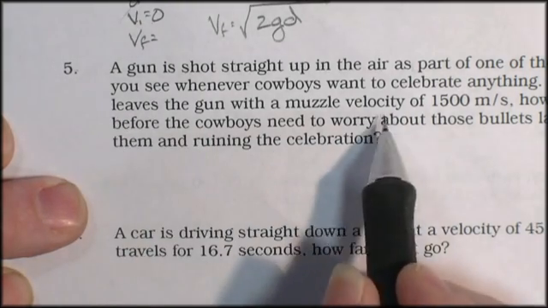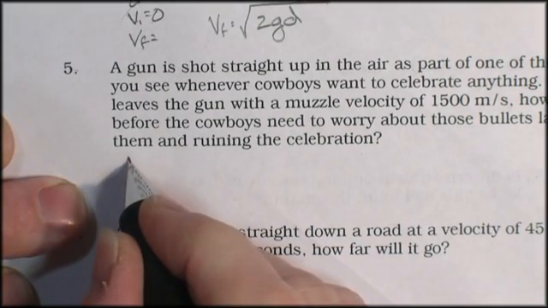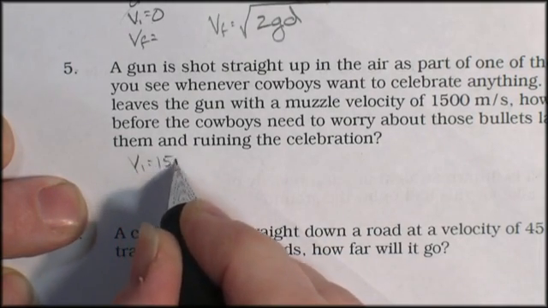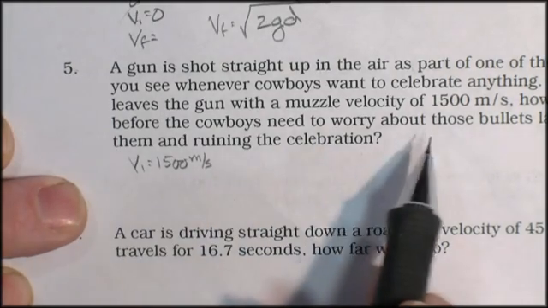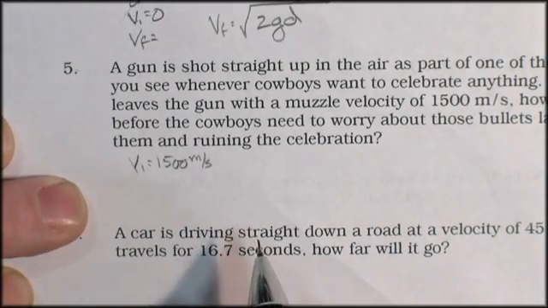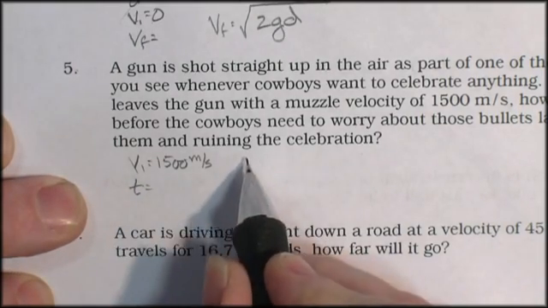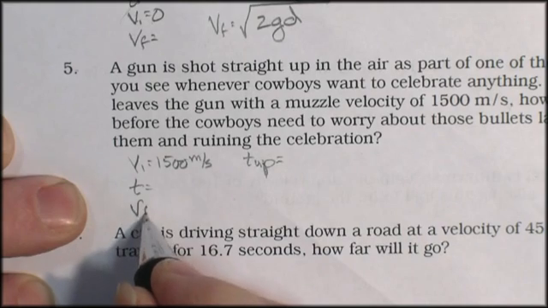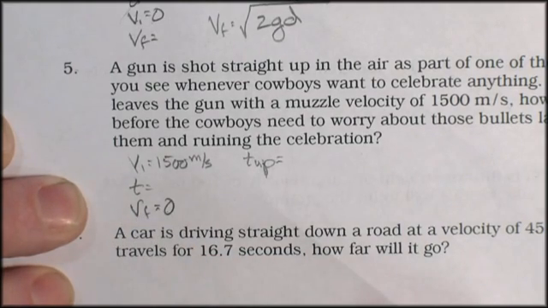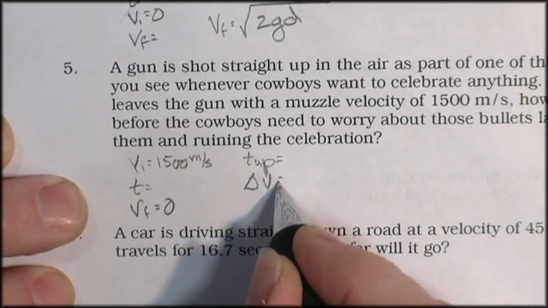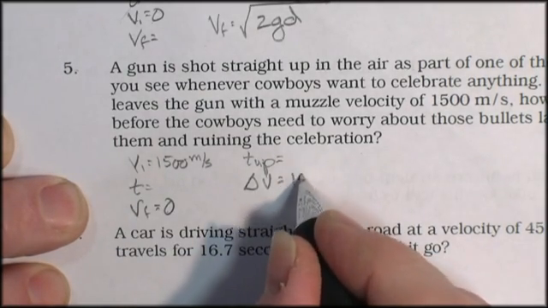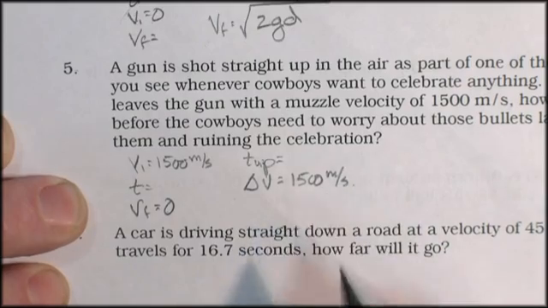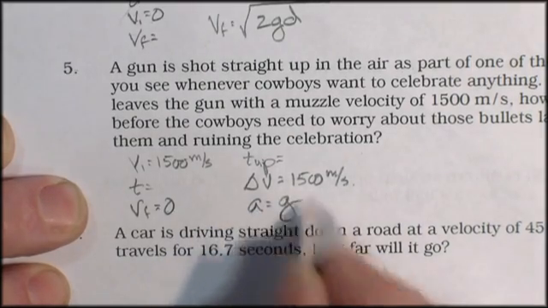The bullet leaves the gun with a muzzle velocity of 1,500 meters per second. So velocity initial is 1,500 meters per second. How long will it be before the cowboys need to worry about those bullets landing on top of them? So we're looking for time. Well, let's do the time it takes for the ball to go up. The velocity final, again, is going to be 0 when it reaches the top of its path. So the change in velocity is going to be velocity final minus velocity initial. The change in velocity is also going to be 1,500 meters per second under the influence of the acceleration due to gravity.